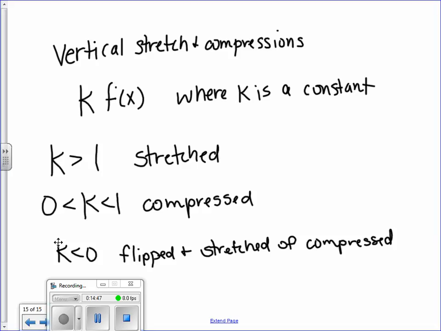Alright, if you have your graphing calculator or your Freaker Calc, get that out. I want to look at some of these. Freaker Calc on my iPad.